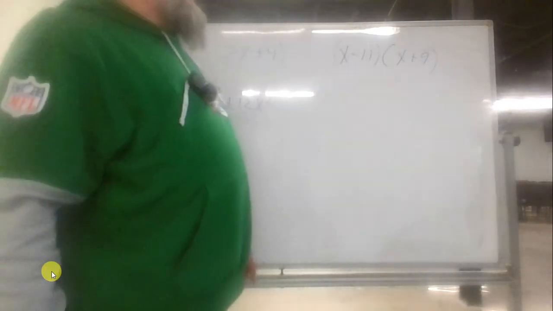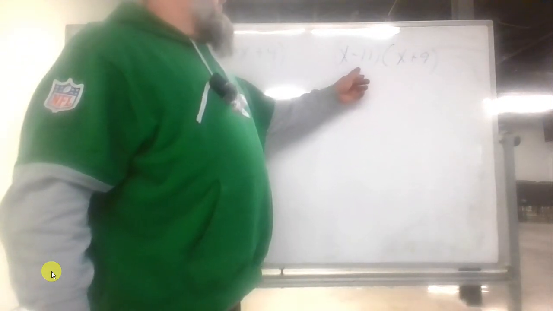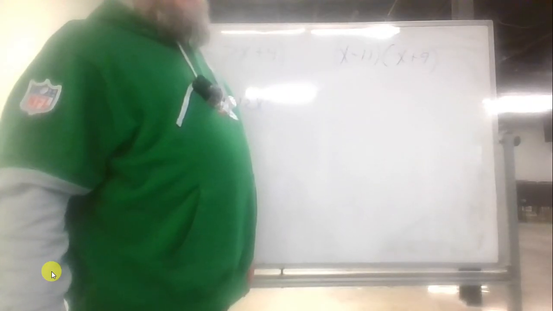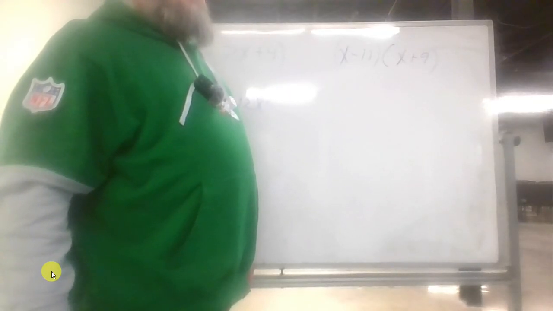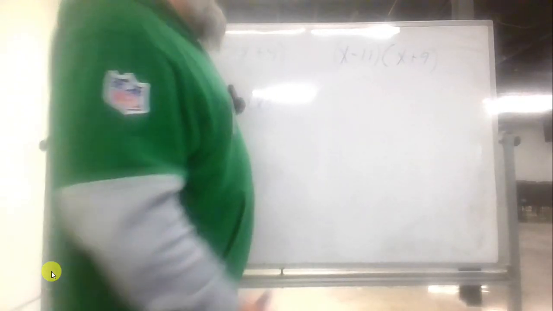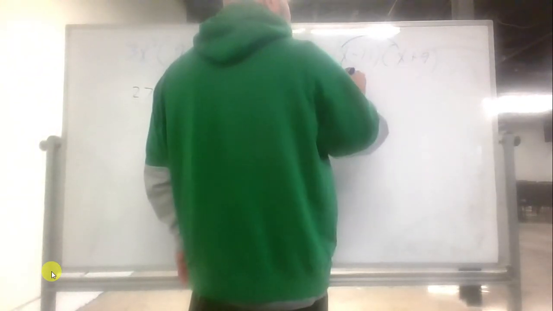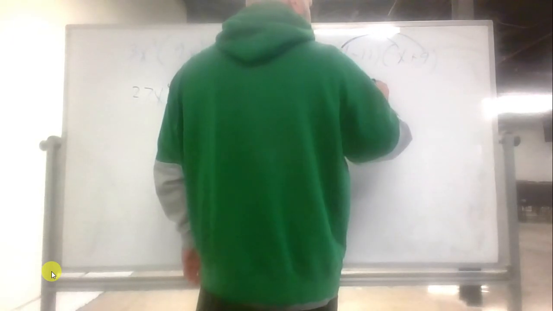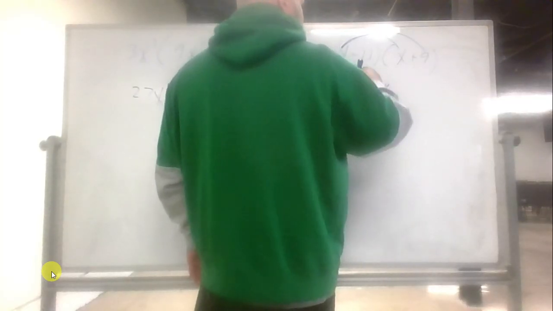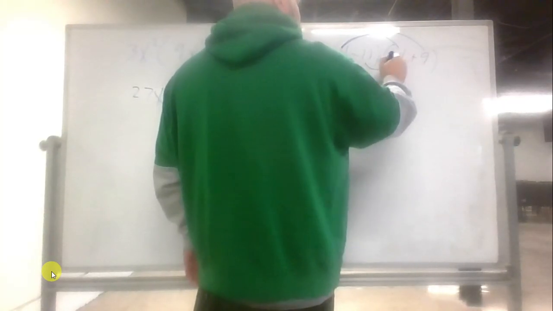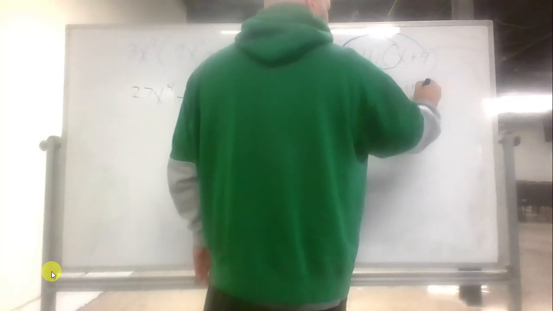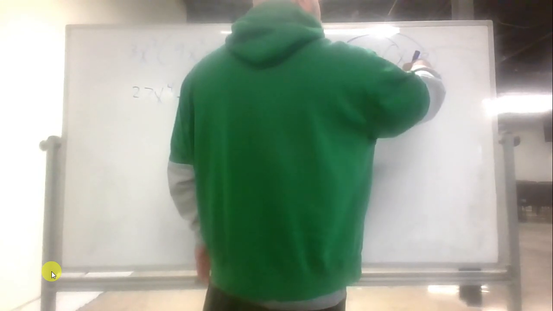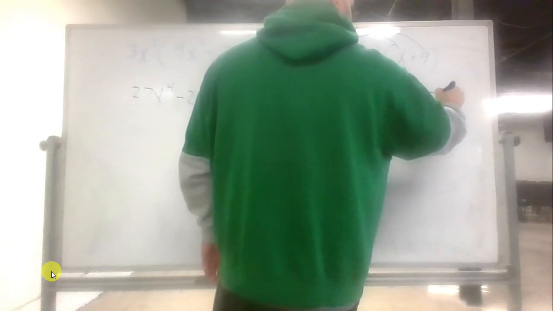Now let's look at multiplying two binomials. We have the quantity x minus 11 times the quantity x plus 9. You guys may remember from a high school algebra class, FOIL: first, outside, inside, last. That's all we got to do here. First, x times x is x squared. Outside, x times 9, positive 9x. Inside, negative 11 times x is negative 11x. And last, negative 11 times 9, negative 99.